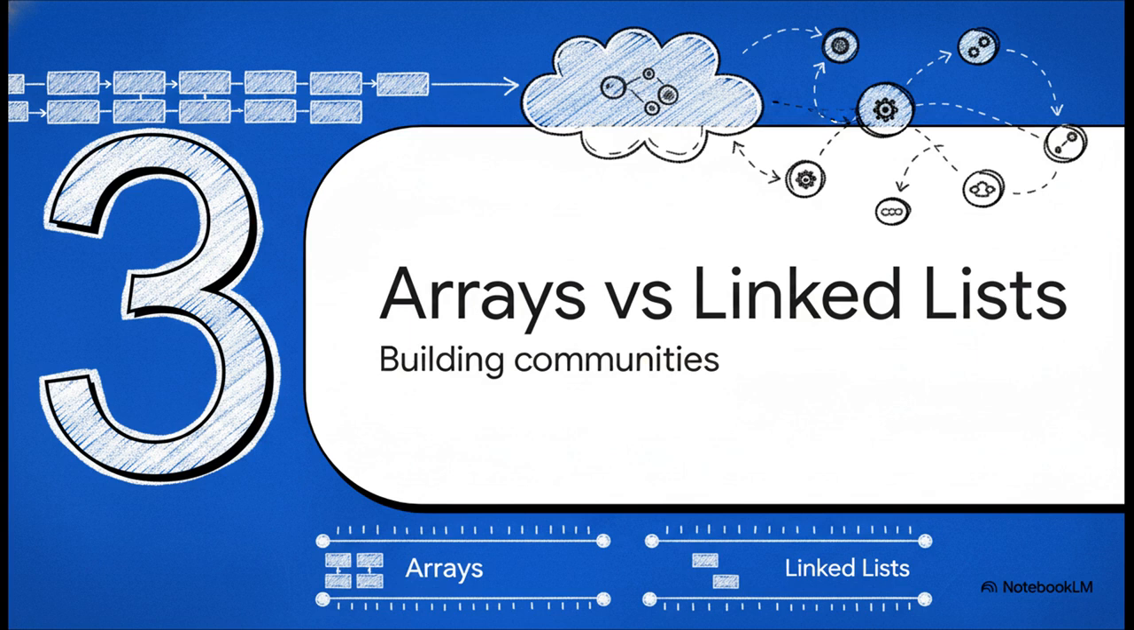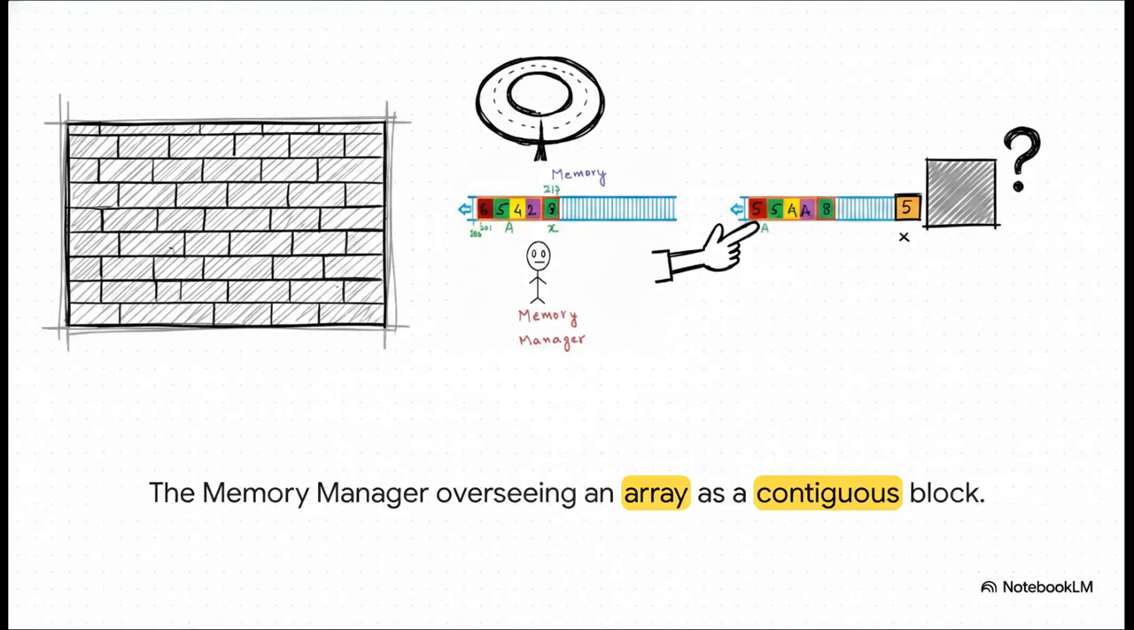Moving on to Section 3, arrays versus linked lists. Let's see how we build larger communities of data. Think of an array as a rigid cul-de-sac. It's stored as one single, continuous, unbroken block of memory. And because of this setup, it gives you instant, constant time or O of 1 access. If you know the starting address of the array, the computer can instantly calculate the exact physical address of any element inside it. But, this rigidity absolutely comes with a cost.